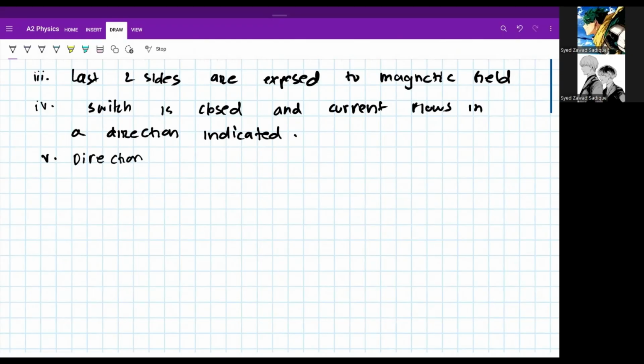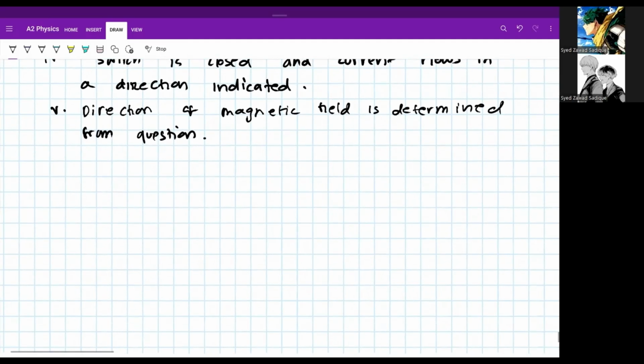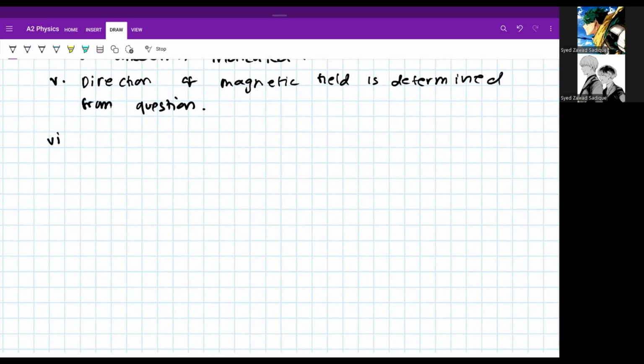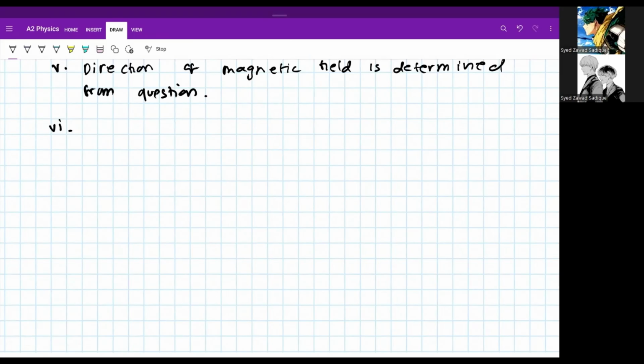Direction of magnetic field is determined from the question. Now, what does this mean? This means that either it is given in the question or you are given the 2 other directions. You're given the north and south poles and the direction of the current, and you have to use the left-hand rule to find out the direction of the magnetic field. Actually, the magnetic field is given. The direction of magnetic field is north and south, so most of the time it is given in the question. Or you have to use Fleming's left-hand rule.